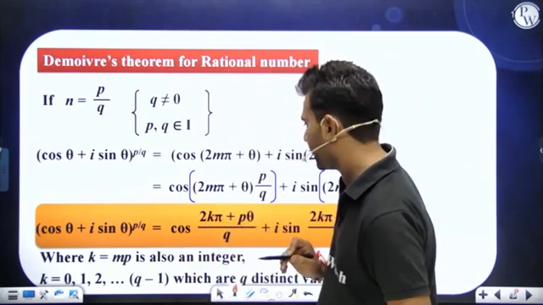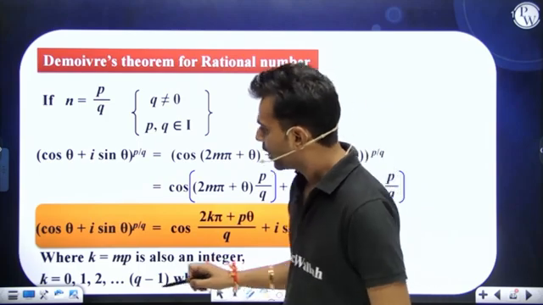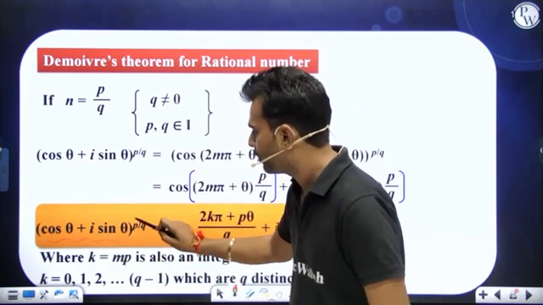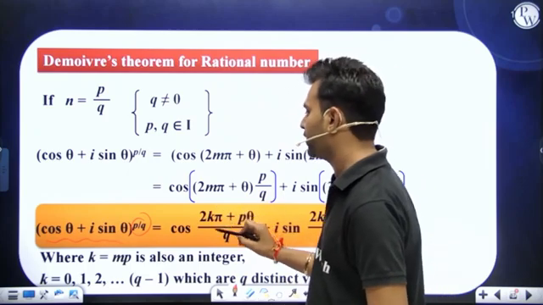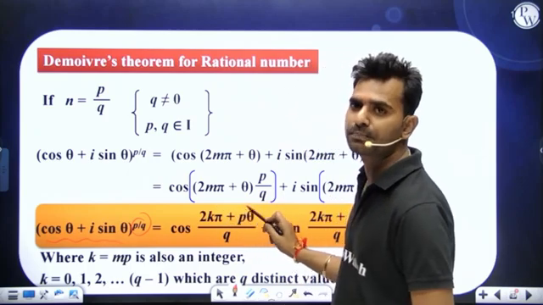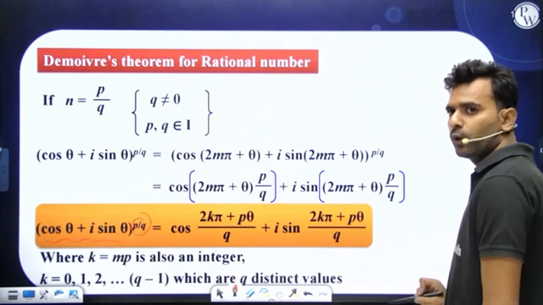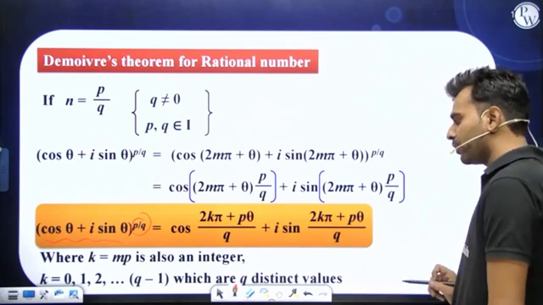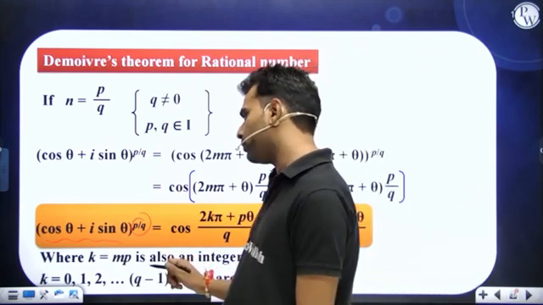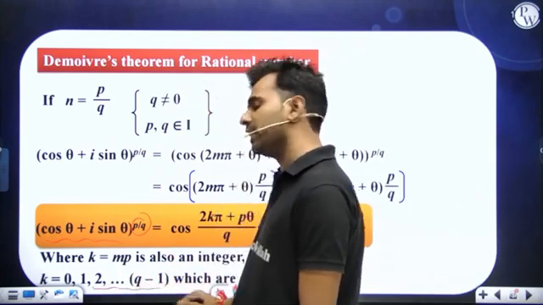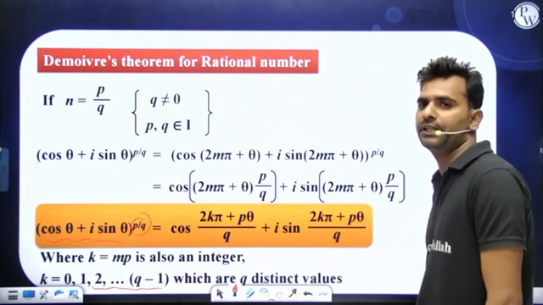Now let's understand this. (cos θ + i sin θ) to the whole power p by q is written, where p by q is the rational number. So this kind of a thing you have to write down: 2kπ plus pθ upon q as the argument, where k goes from 0 till q minus 1. 0, 1, 2, 3 till q minus 1.